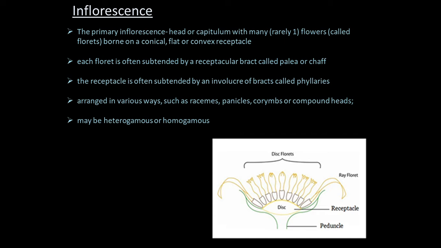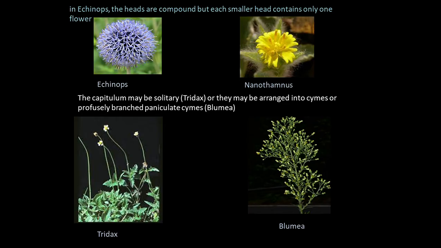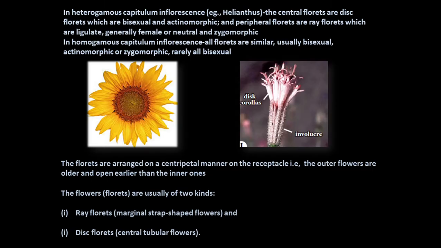The capitula may be heterogamous or homogamous. In Echinops, the heads are compound but each smaller head contains only one flower. In Nanothamnus, it's a few-flowered capitulum. In Tridax, the capitula may be solitary, but in some species of Blumea, it's a profusely branched paniculate cyme. Two types of capitula are seen, that is, heterogamous capitulum and homogamous capitulum.